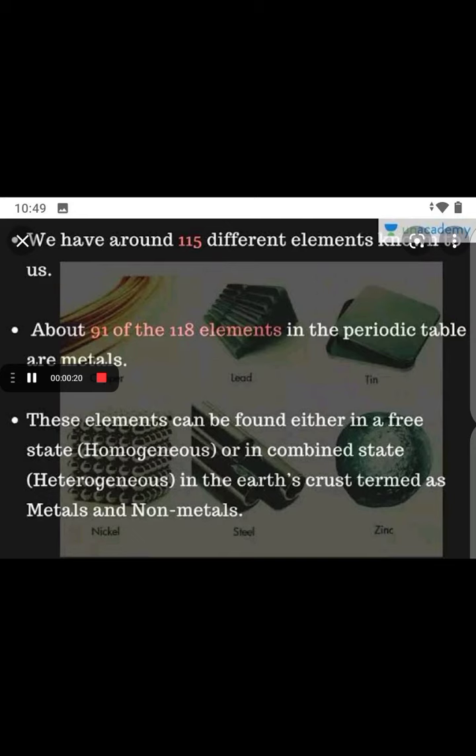We know that all around we have 115 different elements. About 91 of the 118 elements in the periodic table are metals. These elements can be found either in a free state or in a combined state in the earth's crust, termed as metals and non-metals. So let's get inside our lesson.